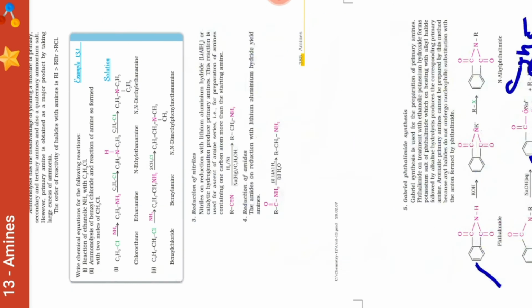Then after that, you can again give the reaction with C2H5Cl. Then there will be N with three C2H5 groups. Yes or no? This is the tertiary amine you are getting over there. Clear? This is also called Hofmann ammonolysis.